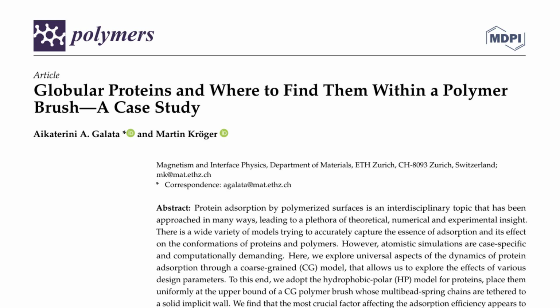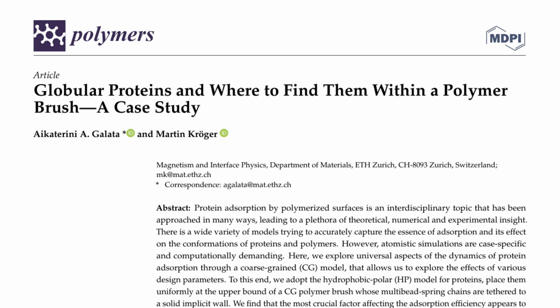In this scientific paper titled, Globular Proteins and Where to Find Them Within a Polymer Brush, a case study, the authors explore the dynamics of protein adsorption on polymerized surfaces using a coarse-grained, CG model. The aim of the study is to understand the effects of various design parameters on protein adsorption efficiency.